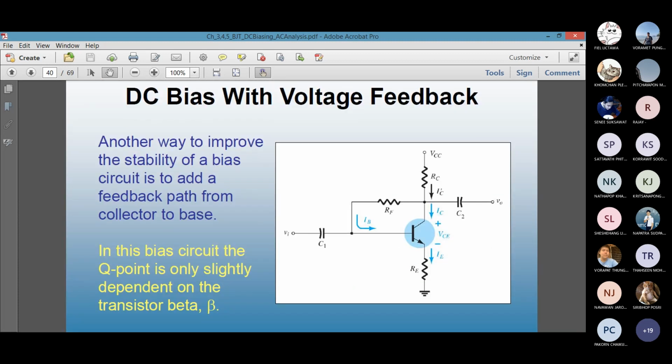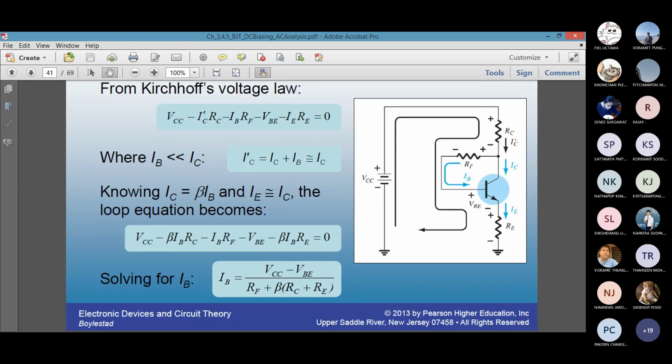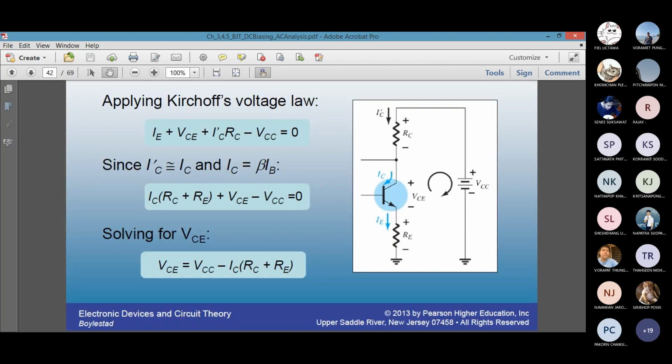This is called the collector feedback. The collector terminal is fed back to the base using a resistor. And the operating point is only a little bit dependent on beta, so it's the most stable one. Output doesn't change as much with beta. Again, using the loop equation, you can find the base current, also the collector current.